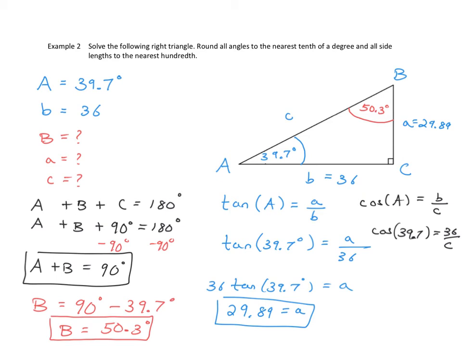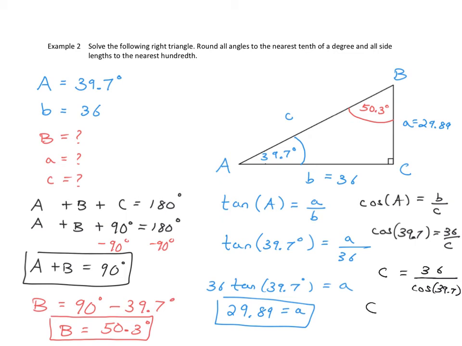The only thing I don't know is C. But what I can do is multiply this C over here and divide the cosine of 39.7 to the denominator. I'm going to swap the location of these two things. This equation is equivalent to C is equal to 36 over cosine of 39.7.